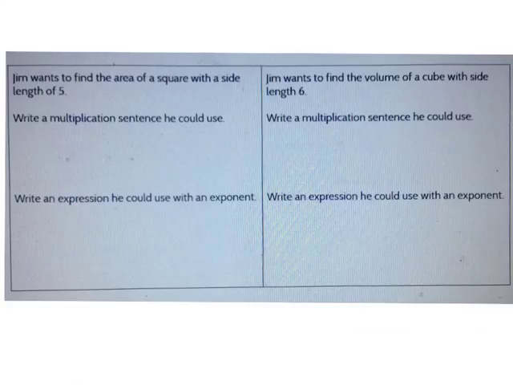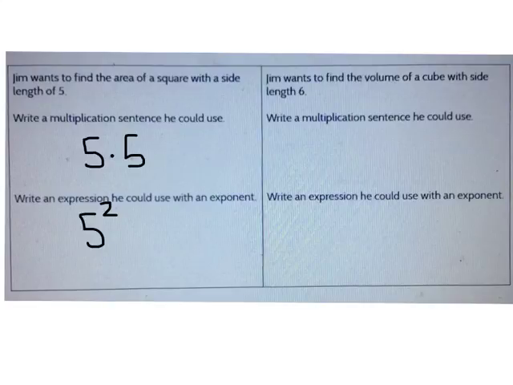Jim wants to find the area of a square with a side length 5. What's a multiplication sentence he could use? He could do 5 times 5. How would I write that as an exponent? That would be 5 to the second power, or 5 squared.